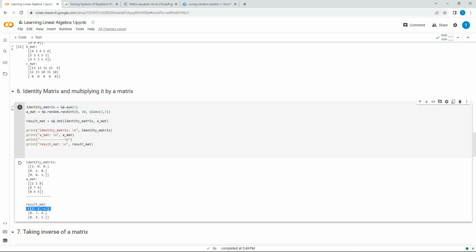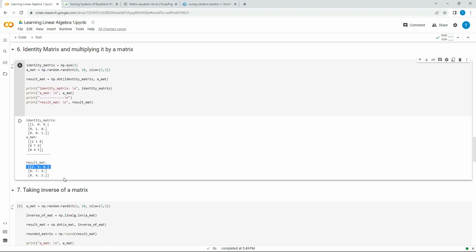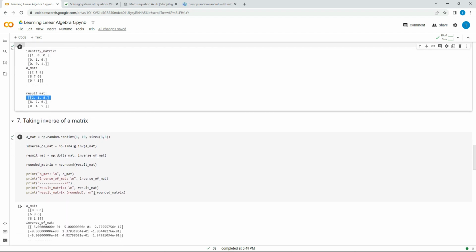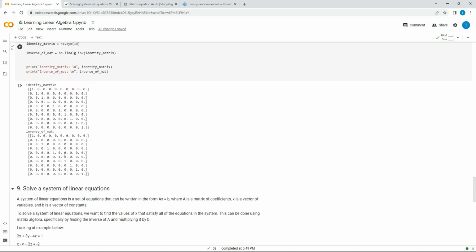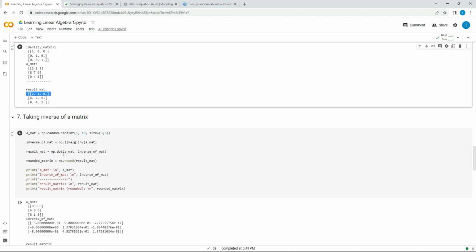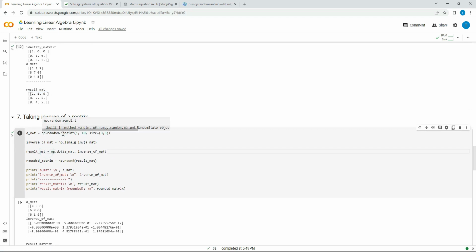This is a really cool concept: even if I multiply a vector by this identity matrix, I get back the vector, which is really neat. So this is just a reminder about the identity matrix. And then finally, we have step 7, taking the inverse of a matrix. Step 9 is a little bit different, but step 7 just shows that we can take the inverse.